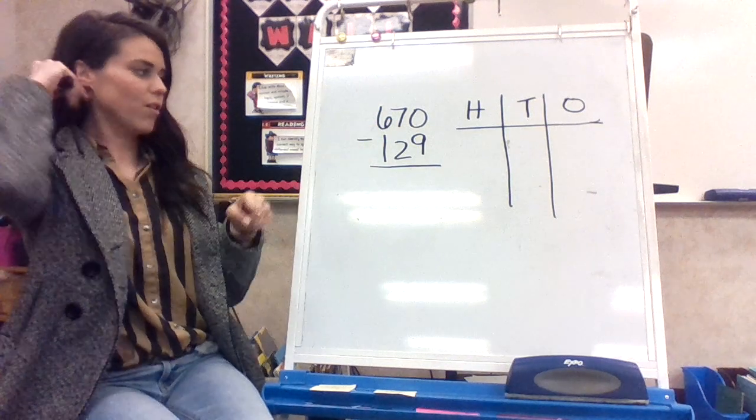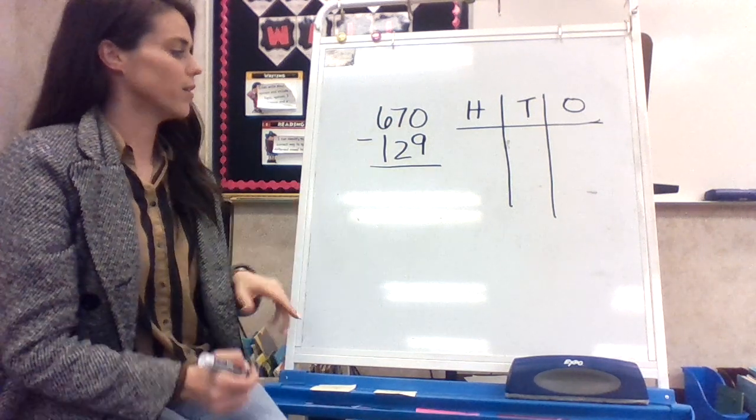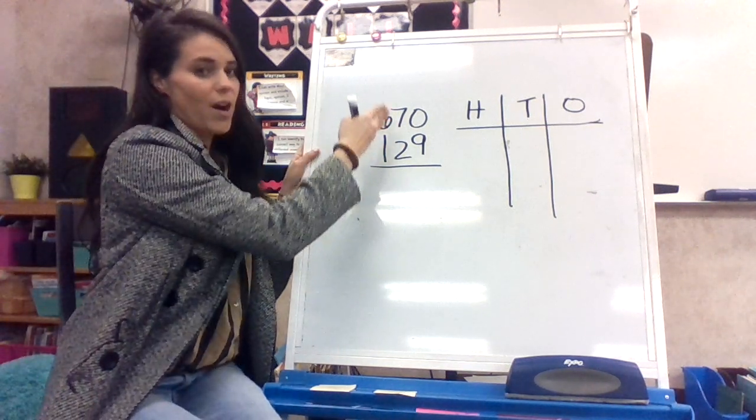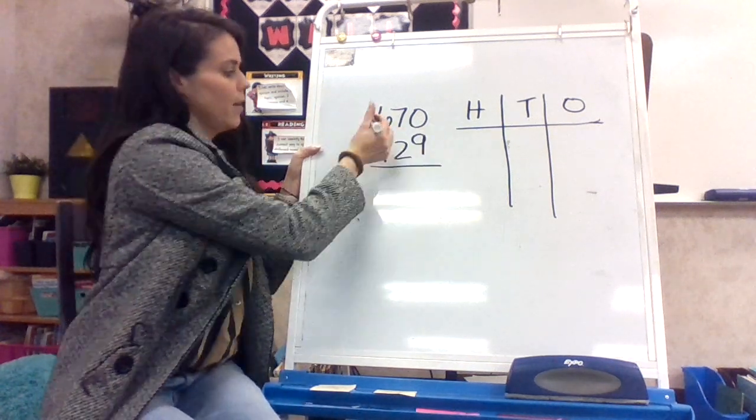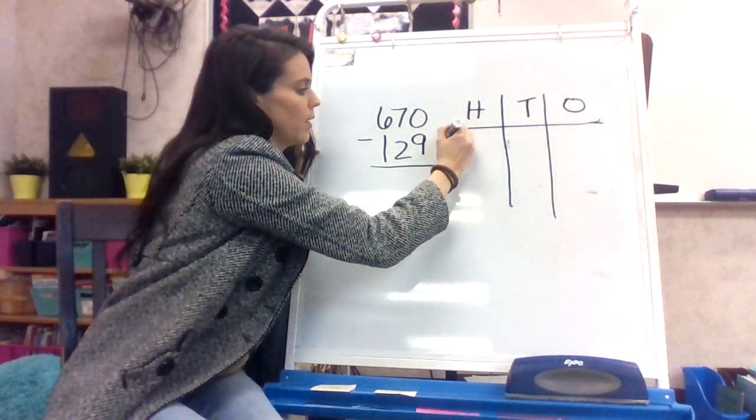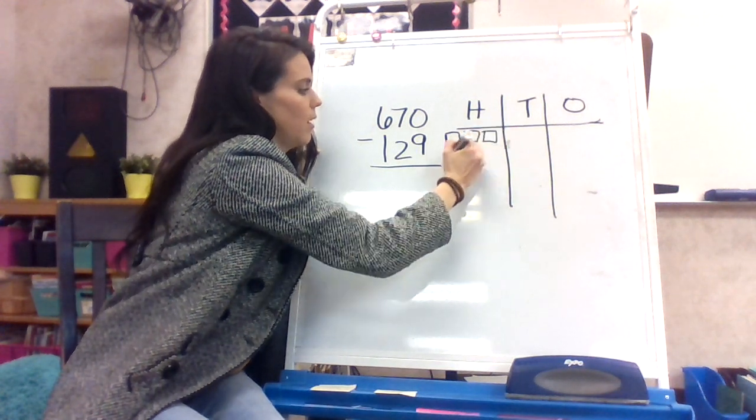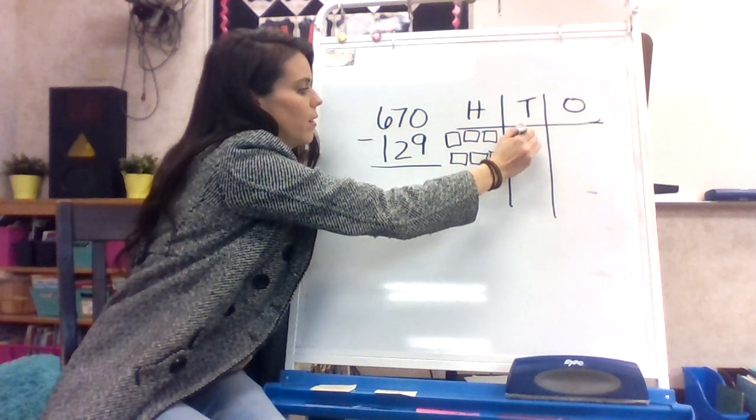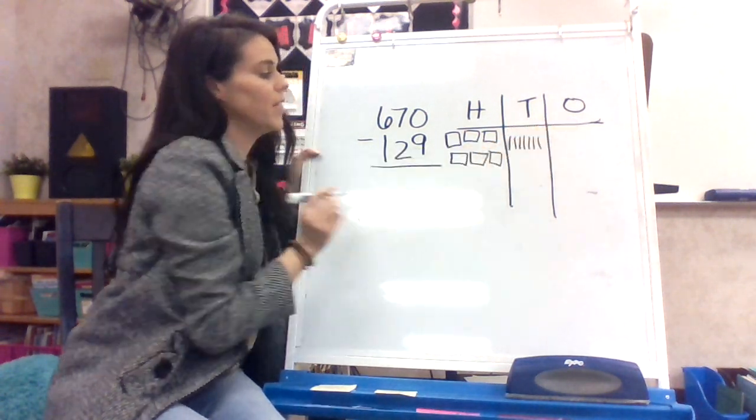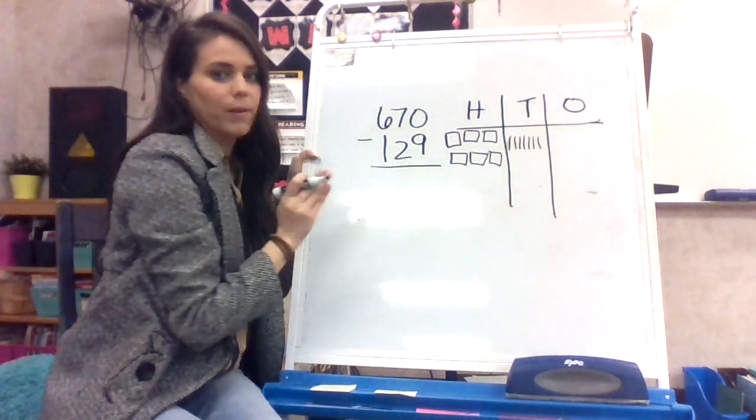So first we're going to just focus on solving a 0 in the ones place. We need to make sure that our numbers are lined up. First I'm going to draw a picture over here. There are 6 hundreds blocks in this number, 7 tens blocks, and then 0 ones blocks. So we're going to leave that blank.